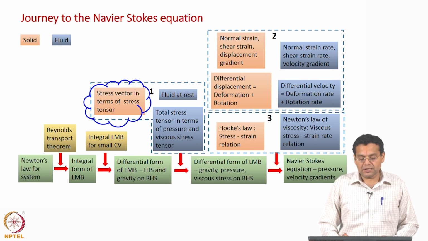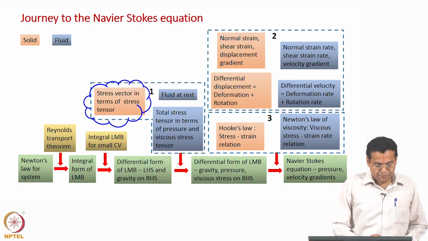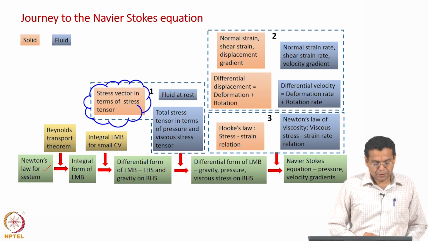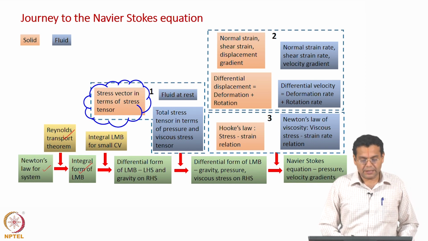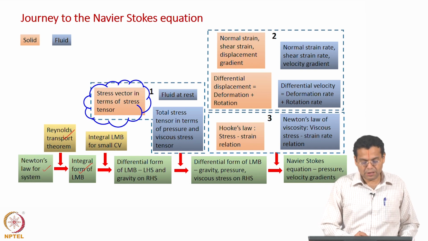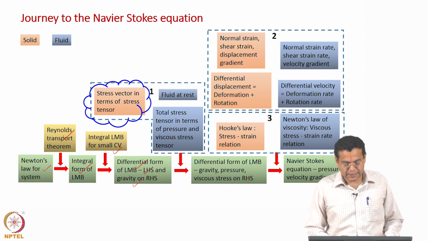In terms of our journey to the Navier-Stokes equation, we started with Newton's second law of motion, applied the Reynolds transport theorem and derived the integral form of linear momentum balance. We applied that for a small control volume and derived the differential form of linear momentum balance, with the left hand side and the gravity on the right hand side. And we had surface forces on the right hand side.